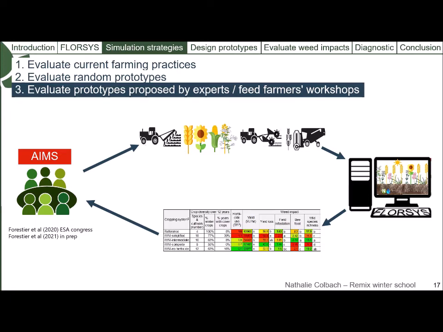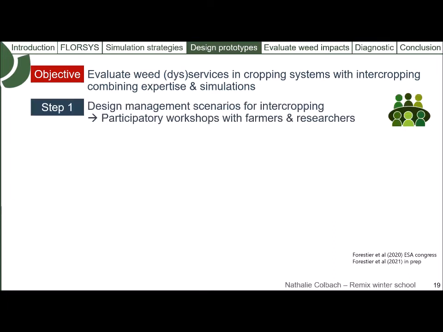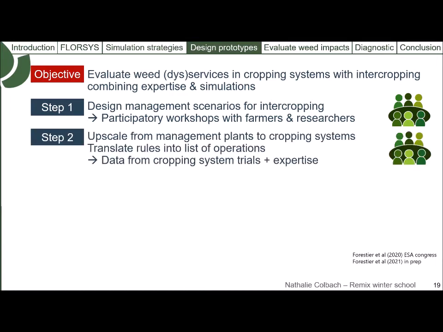Today, I'm going to present to you a simulation study that is based on a workshop with farmers, where the objective was to design cropping systems, including intercrops, with a particular focus on weed management. In the first step, during the workshop, the farmers and the scientists proposed annual management plans for intercrops. These were then upscaled to the cropping system scale and translated into rules that were fed into FLORSYS. In the third step, FLORSYS was run over different years to get a long-term multi-annual evaluation of weed benefits and weed harmfulness indicators. And in the fourth step, we ran a diagnostic to identify the technical drivers of cropping system performance.